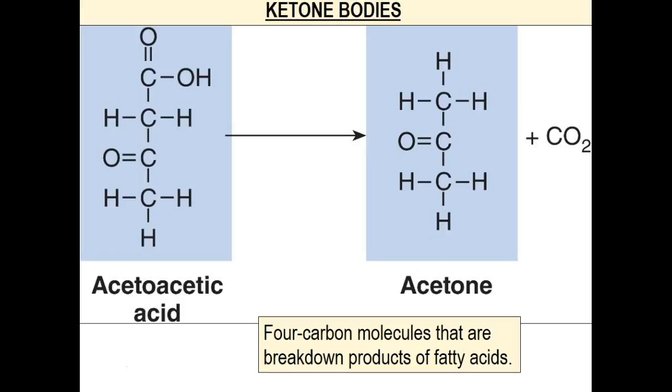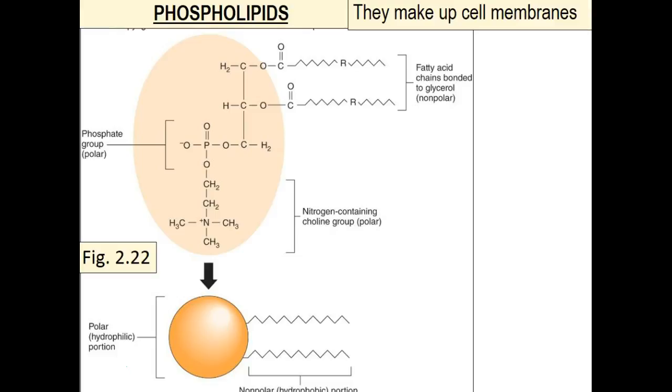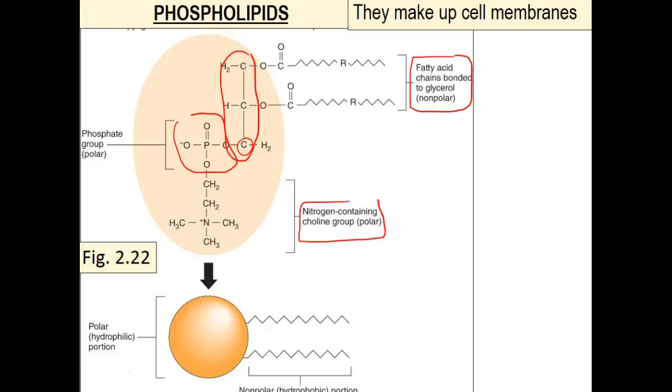And the next slide is going to look at phospholipids. So phospholipids make up cell membranes. And here you have a central glycerol. And from 2 of the carbons of glycerol, there are fatty acid chains bonded. But to one of the carbons, there is a phosphate and also a nitrogen-containing choline group.